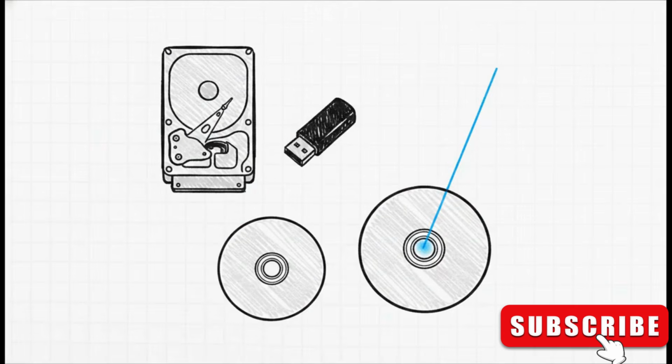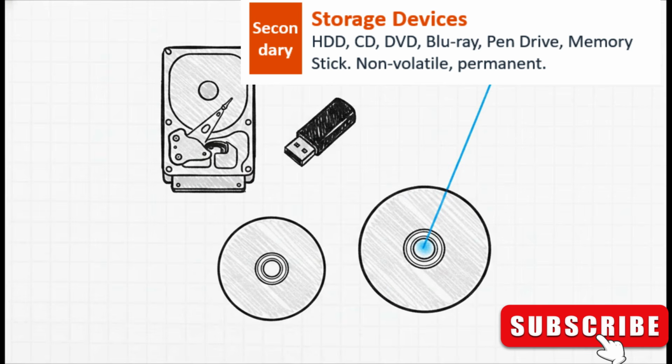Now, because RAM is temporary, we need a place to permanently save our files, movies, and homework. This is called secondary storage. We use hard disk drives inside the computer or portable ones like a small pen drive. We also use optical disks. A standard DVD holds up to 17 gigabytes of data.